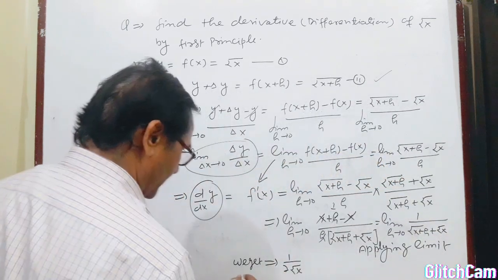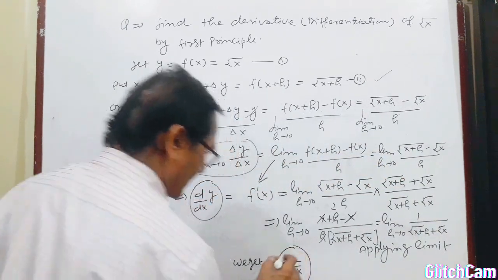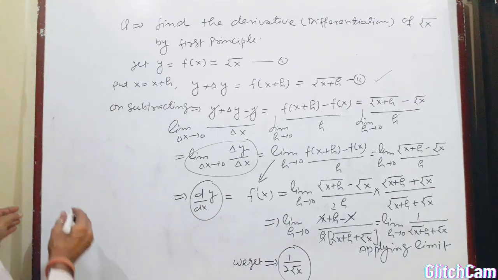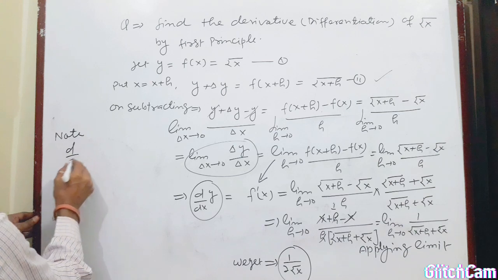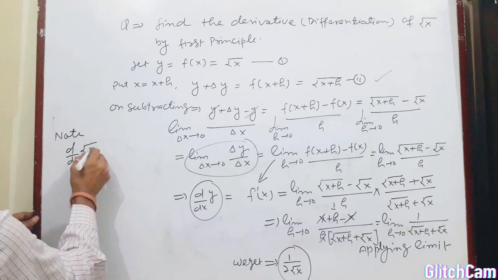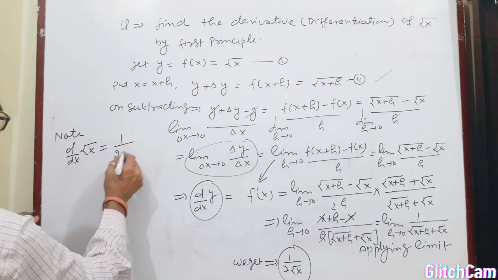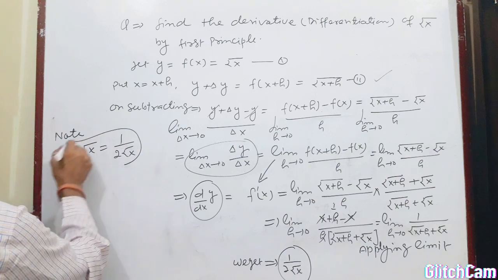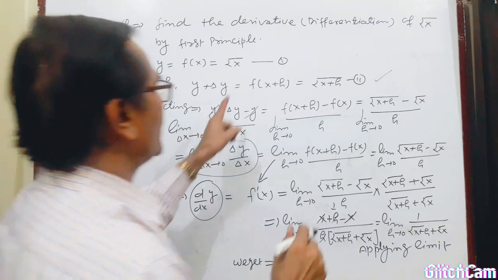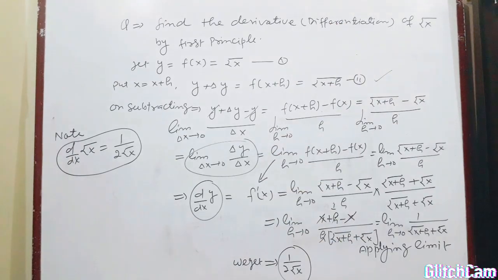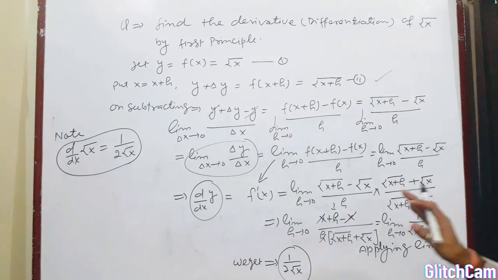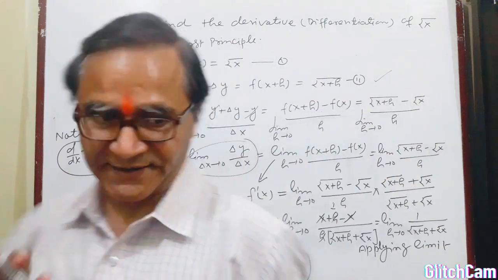Applying the limit, we get its value as 1 upon 2 root x. Therefore, we can write d/dx of root x equals 1 upon 2 root x. It is the general formula, but we obtained the differentiation using the first principle. It is very important for you guys.